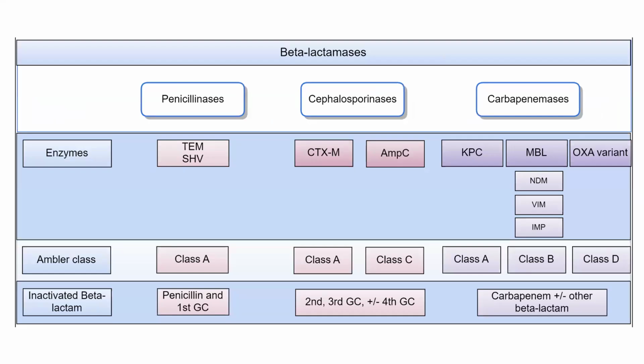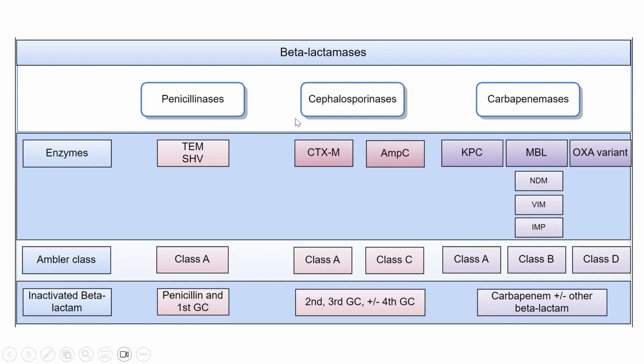If we look at this classification, the penicillinases, the enzymes that inhibit the penicillin, are TEM and SHV. According to the Ambler classification, these are called class A beta-lactamase enzymes. The inactivated beta-lactams are penicillin and first generation cephalosporin.